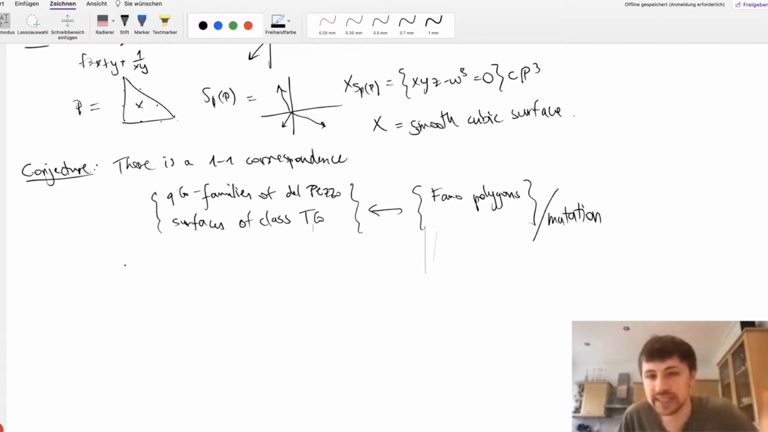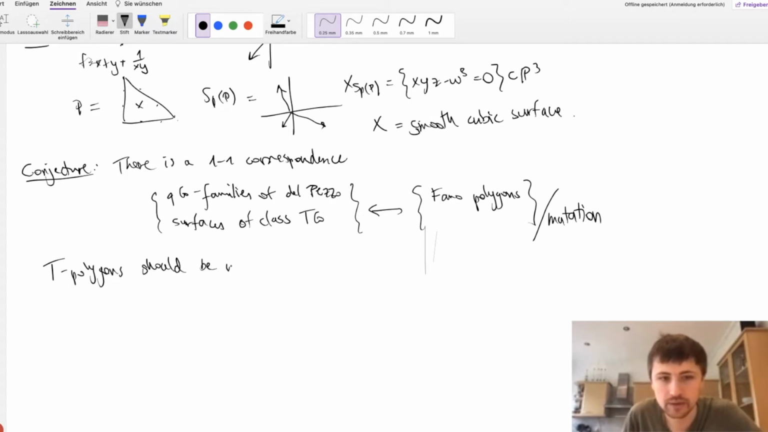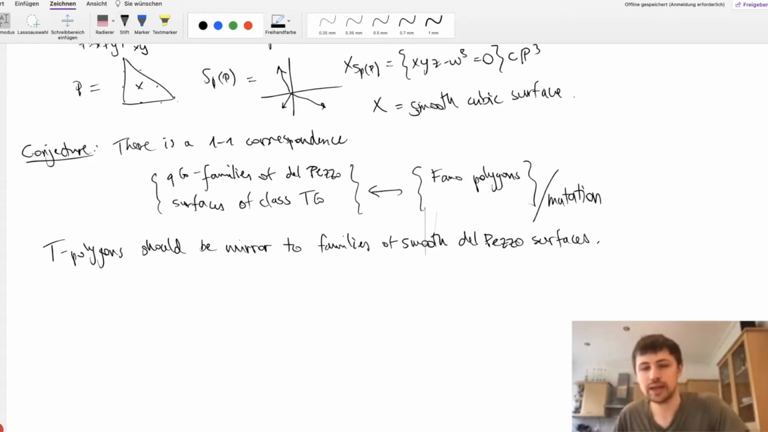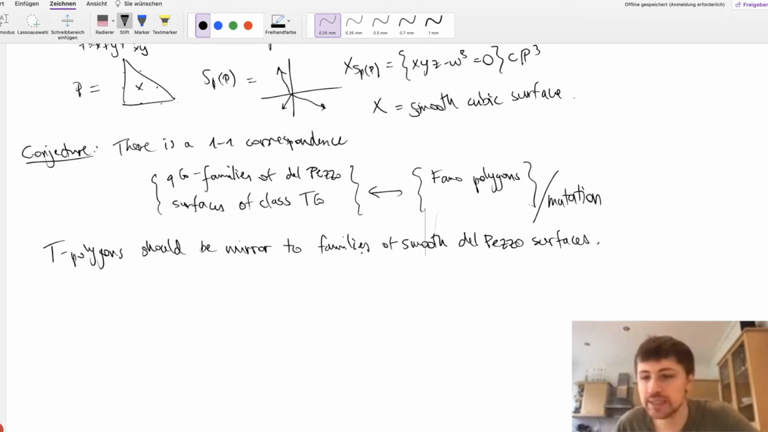And moreover, where do T-polygons fit into this picture? T-polygons are a special kind of Fano polygons. And what we expect is that T-polygons should be mirror to families of smooth Del Pezzo surfaces. And if we can verify this, this would be a good test for the conjecture, to see if it also works in the singular case. But of course, families of smooth Del Pezzo surfaces, we've known what they are since the 19th century.